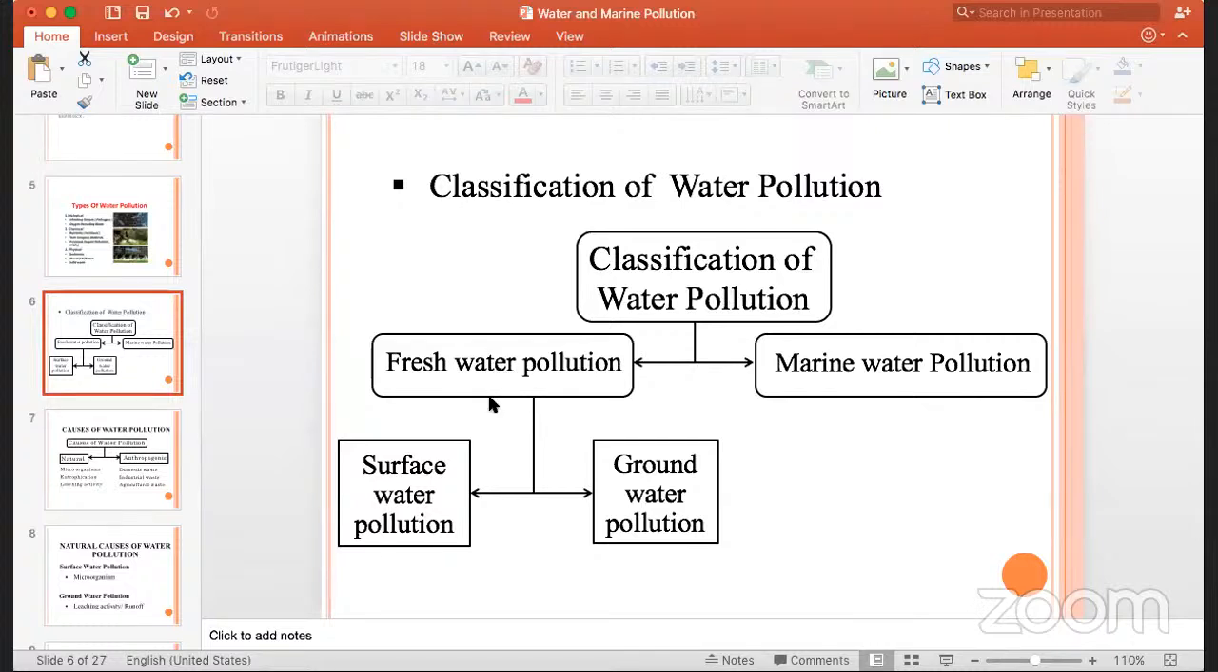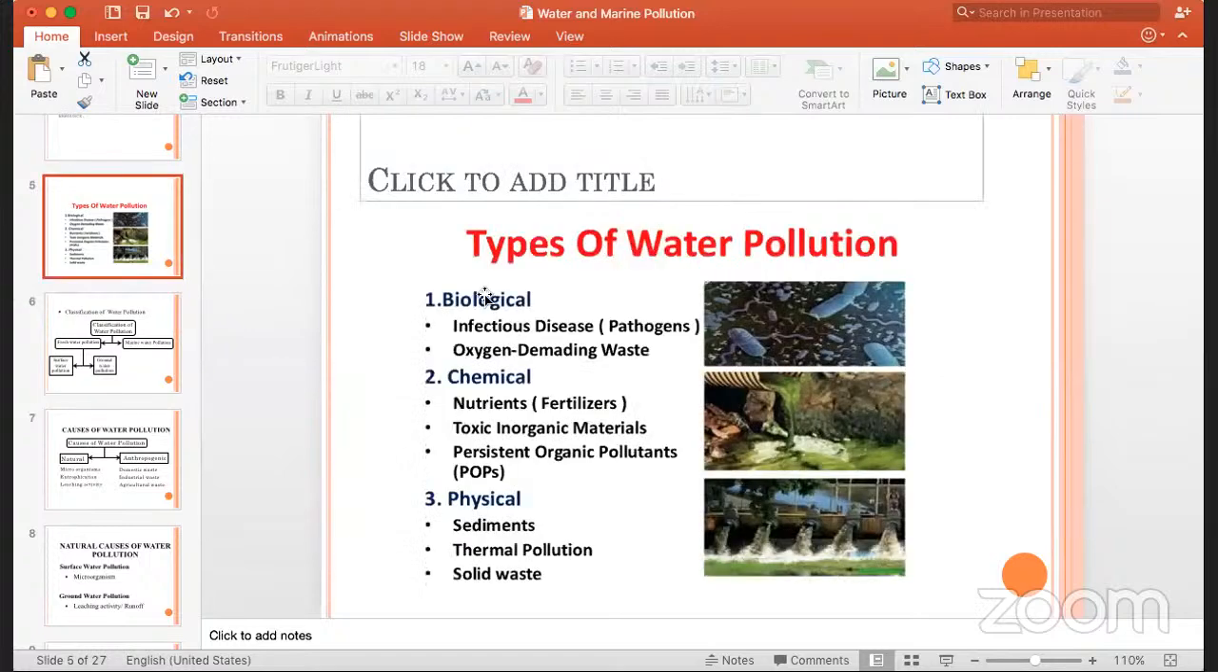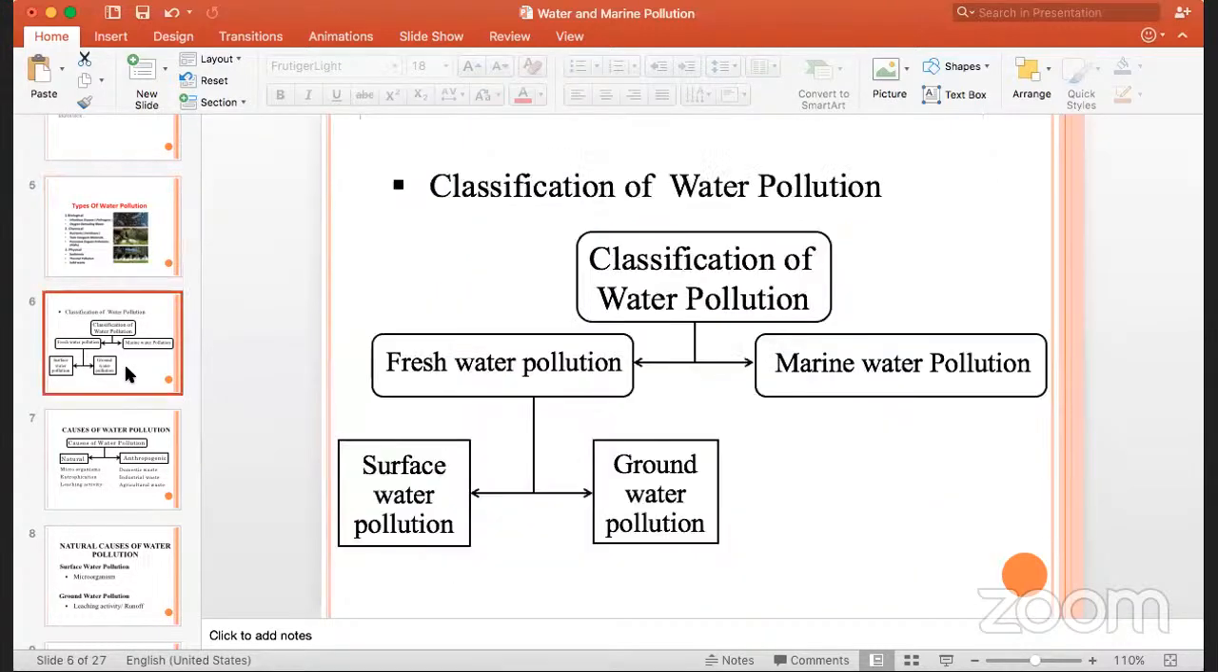In freshwater pollution, there is surface water pollution and groundwater pollution. This is how different types of water pollution can be studied. Either you can study it as biological, chemical, or you can also think of it as fresh water and marine water.